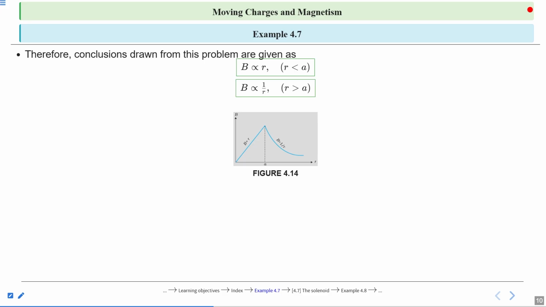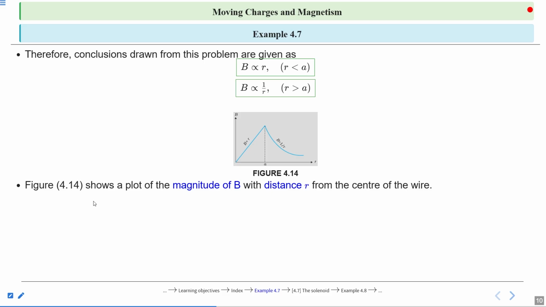Now for an outside point, beyond the surface, it will decrease because it is inversely proportional to r. So it will go like that, as shown in the figure. That relation is hyperbolic and the inside one is linear. So figure 4.14 shows a plot of the magnitude of B with distance r from the center of the wire.